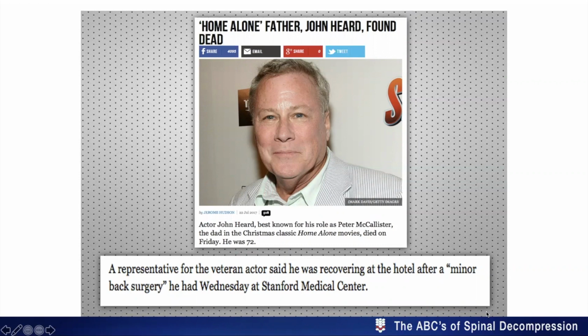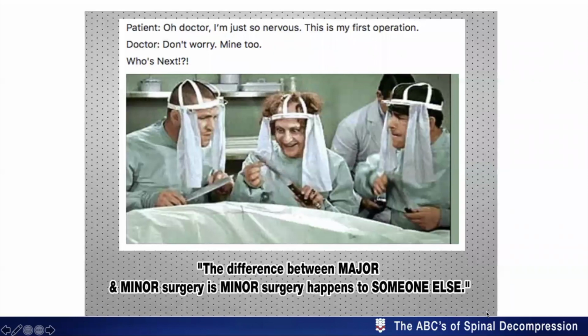And what about John Heard, known for his role as Peter McAllister in the movie Home Alone? He died. He was 72 years old. The operation was done at Stanford, so you can't get a better hospital. I love this one. Perry knows I used to say, the difference between major surgery and minor surgery is that minor surgery happens to somebody else.